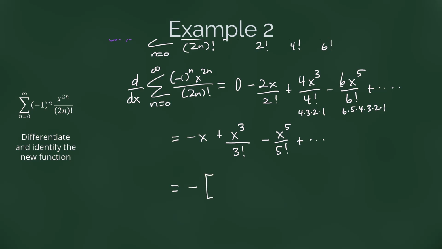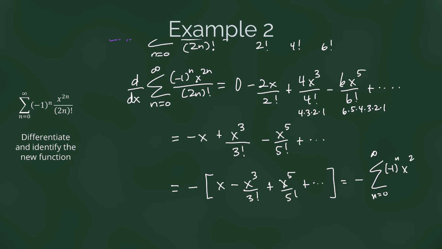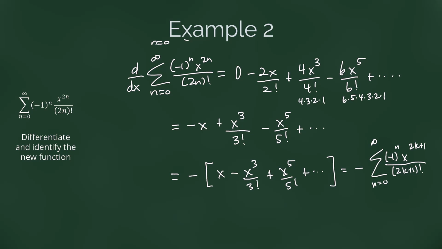If we factor out a negative, we get negative x, then minus x cubed over 3 factorial plus x to the fifth over 5 factorial, and so forth, which is the sum from n equals 0 to infinity of negative 1 to the n times x to the 2n plus 1, because we have odd powers, over 2n plus 1 factorial, because our factorials are odd, which is in fact the expected result. This is the series for the sine function, so we get negative sine of x.